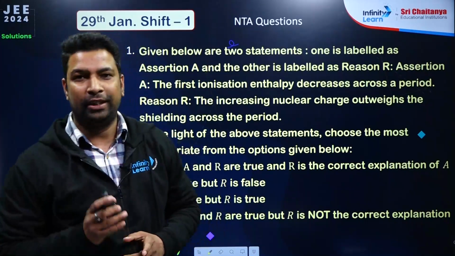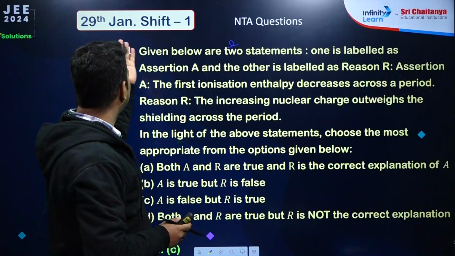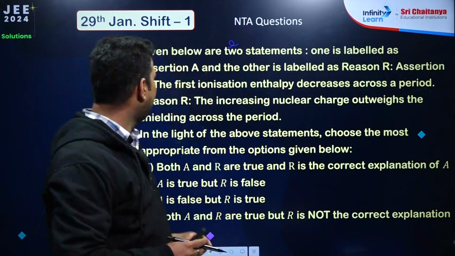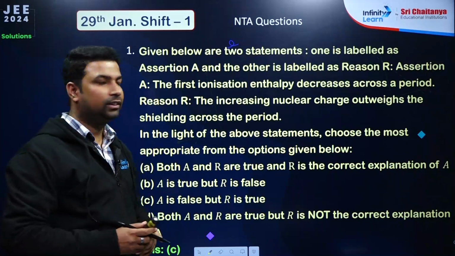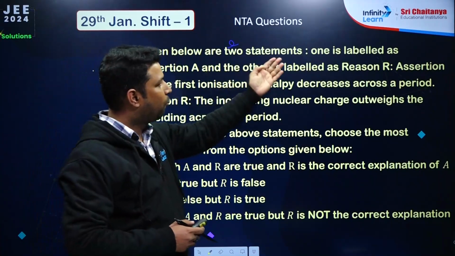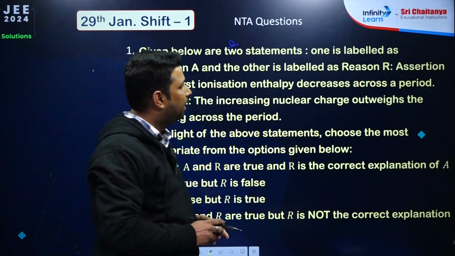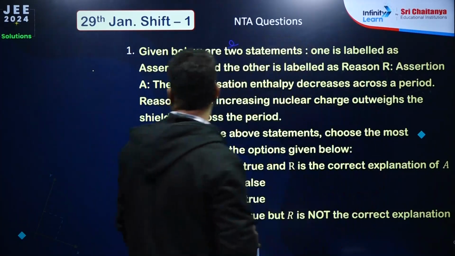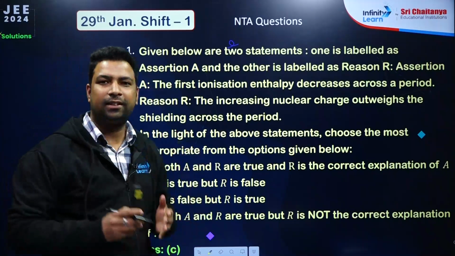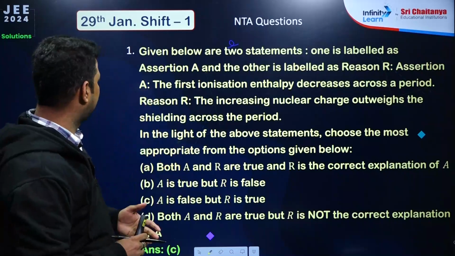I am here to discuss the question paper of JEE Main 2024 of 29th January shift 1. It means morning shift question paper. So we have first question. In this question, it is saying given below are two statements. One is labeled as assertion A and other is labeled as reason R. Let's read the assertion. This is basically assertion reason type of question. So I will read the first assertion.